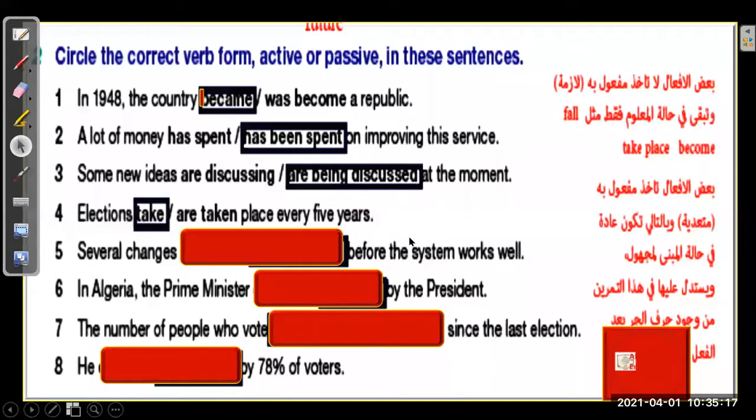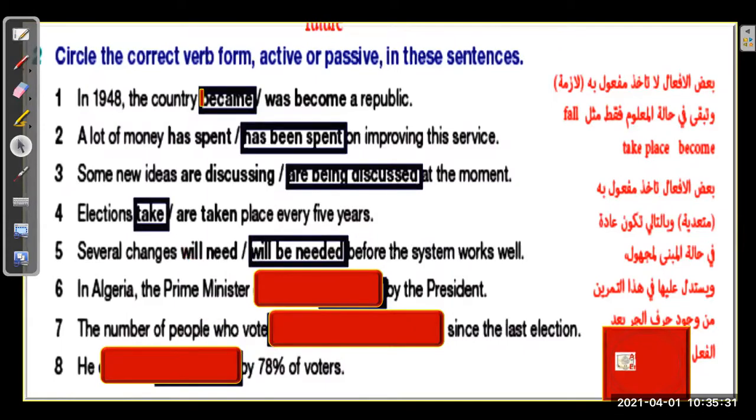Okay, now, Kais and Joyce successively. Which one? Number 6. You have number 5. Several changes will be needed before the system works well. Okay, the next one. In Algeria, the prime minister is chosen by the president. And now, Raya.